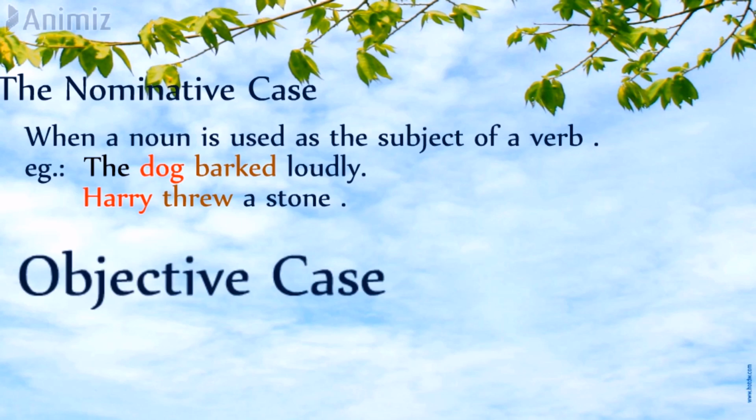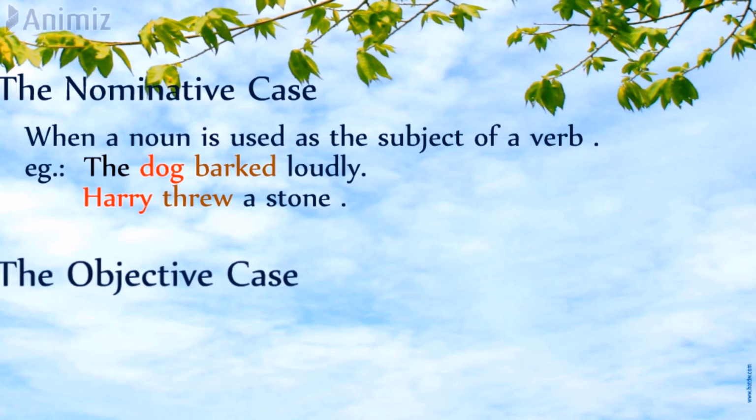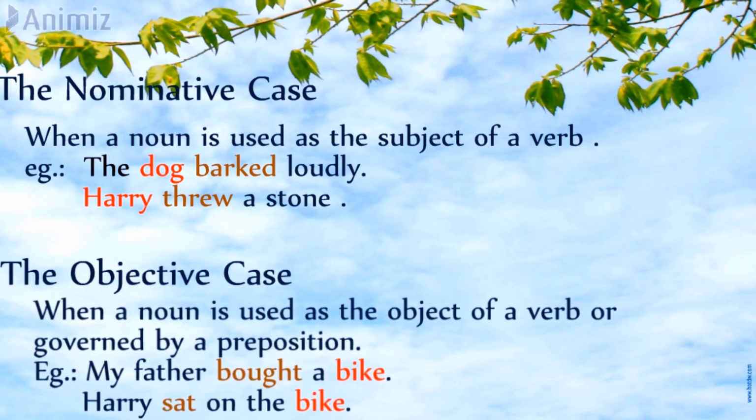Next, the objective case. When a noun is used as the object of a verb or governed by a preposition, it is called objective case. For example, my father bought a bike. In this sentence, bought is the verb and the object of bought is bike. So, bike is objective case.